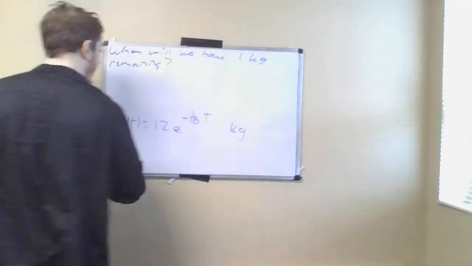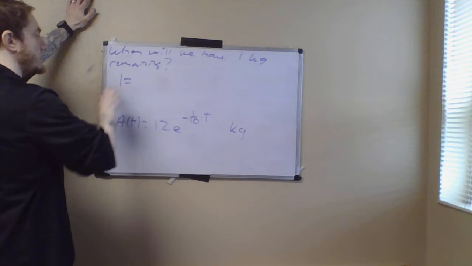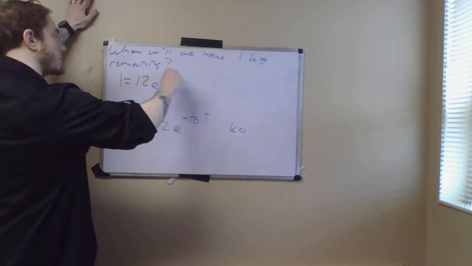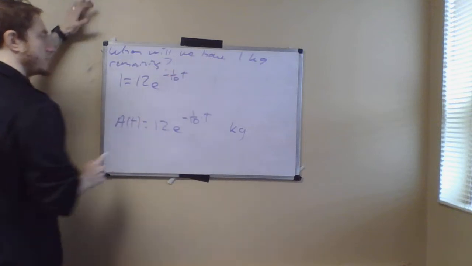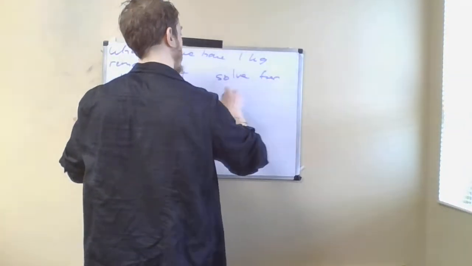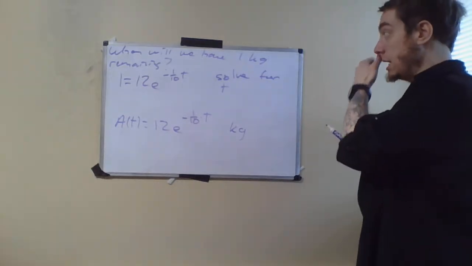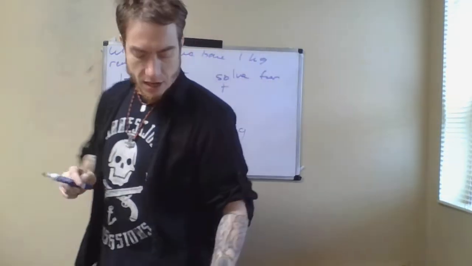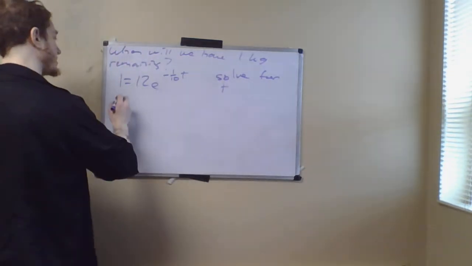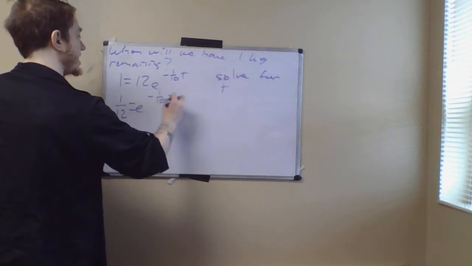So the way that we're going to solve this then is we're going to say, well, what we want is for 1 to be equal to A of t, which is 12e to the minus 1 over 10 times t. And I'm just going to solve for t. How do I go about solving for t? Well, I can isolate the exponential and say, okay, so this means 1/12 equals e to the minus 1 over 10t.